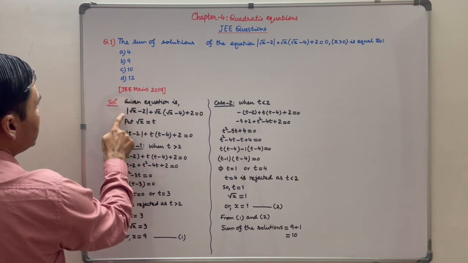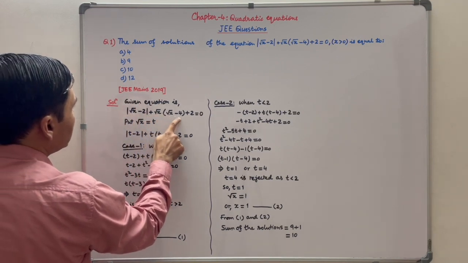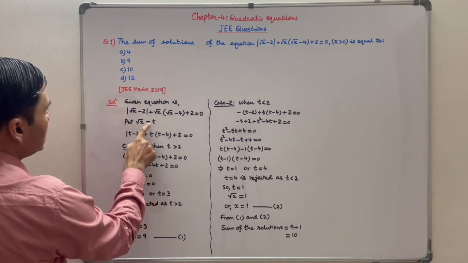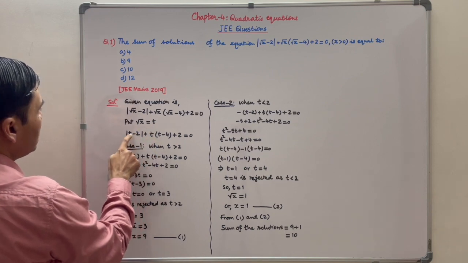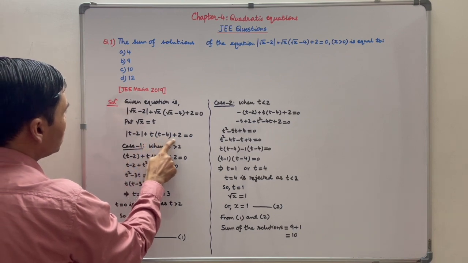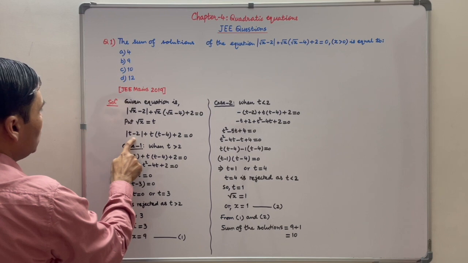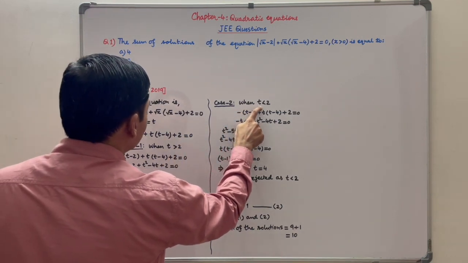The given equation is mod root x minus 2 plus root x into root x minus 4 plus 2 is equal to 0. Put root x is equal to t so that the calculation is easier. So the equation will be mod t minus 2 plus t into t minus 4 plus 2 is equal to 0. Critical point is t is equal to 2. So we will consider two cases, when t is greater than 2 and when t is less than 2.